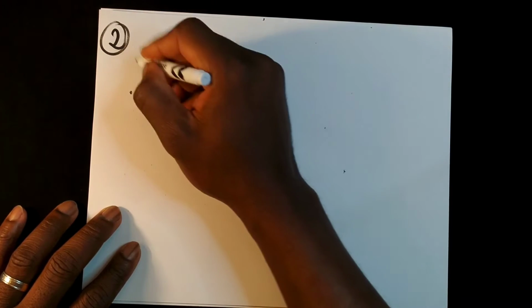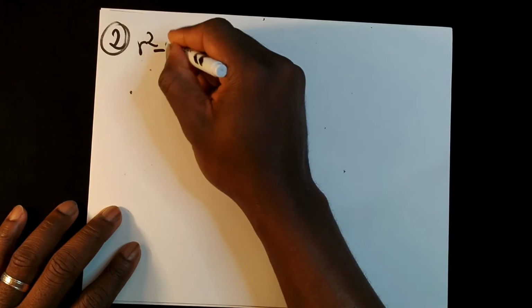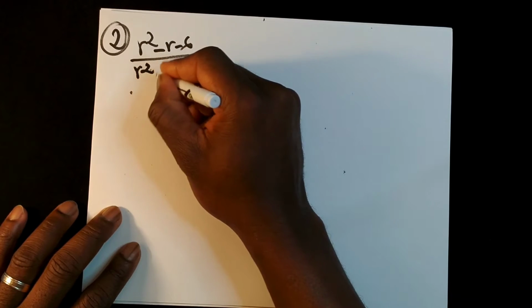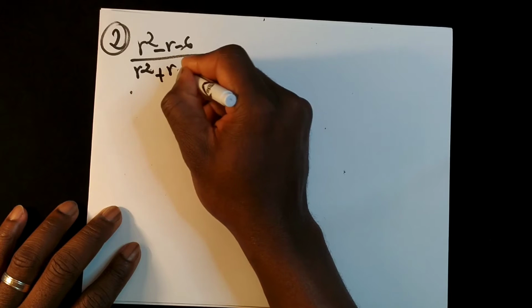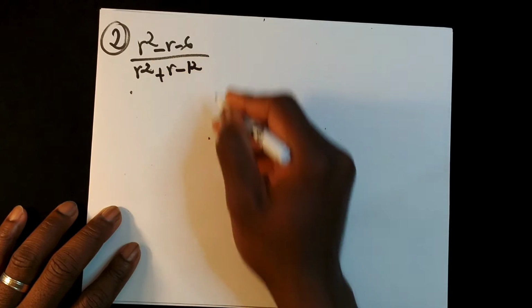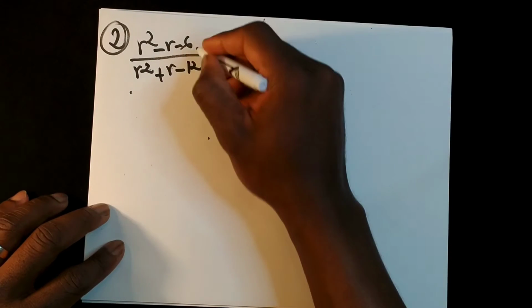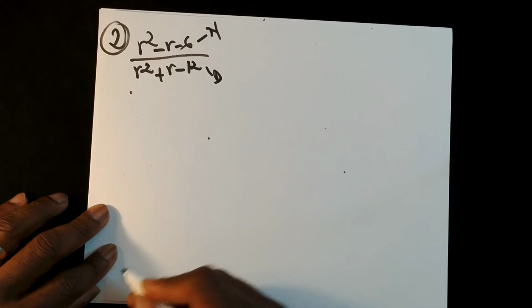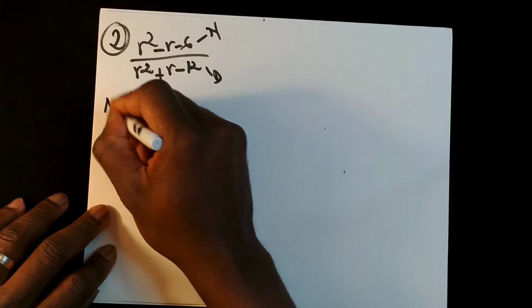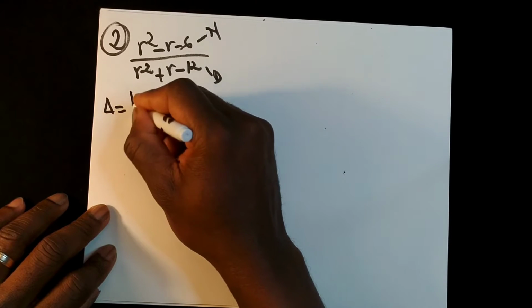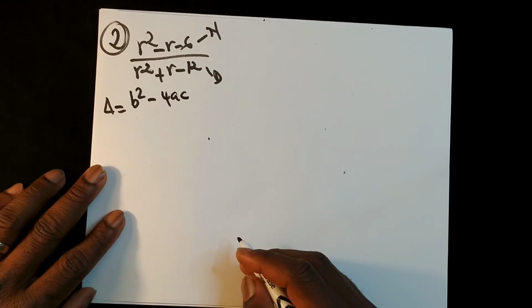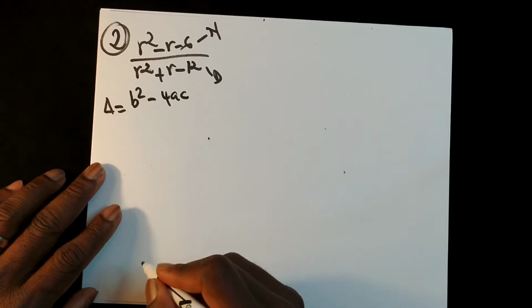So number 2, we have (r squared minus r minus 6) over (r squared plus r minus 12). We have to factorize the numerator and do the same for the denominator. To start, let's remind ourselves of the formula of the discriminant, which is b squared minus 4ac. And let's start with the numerator.